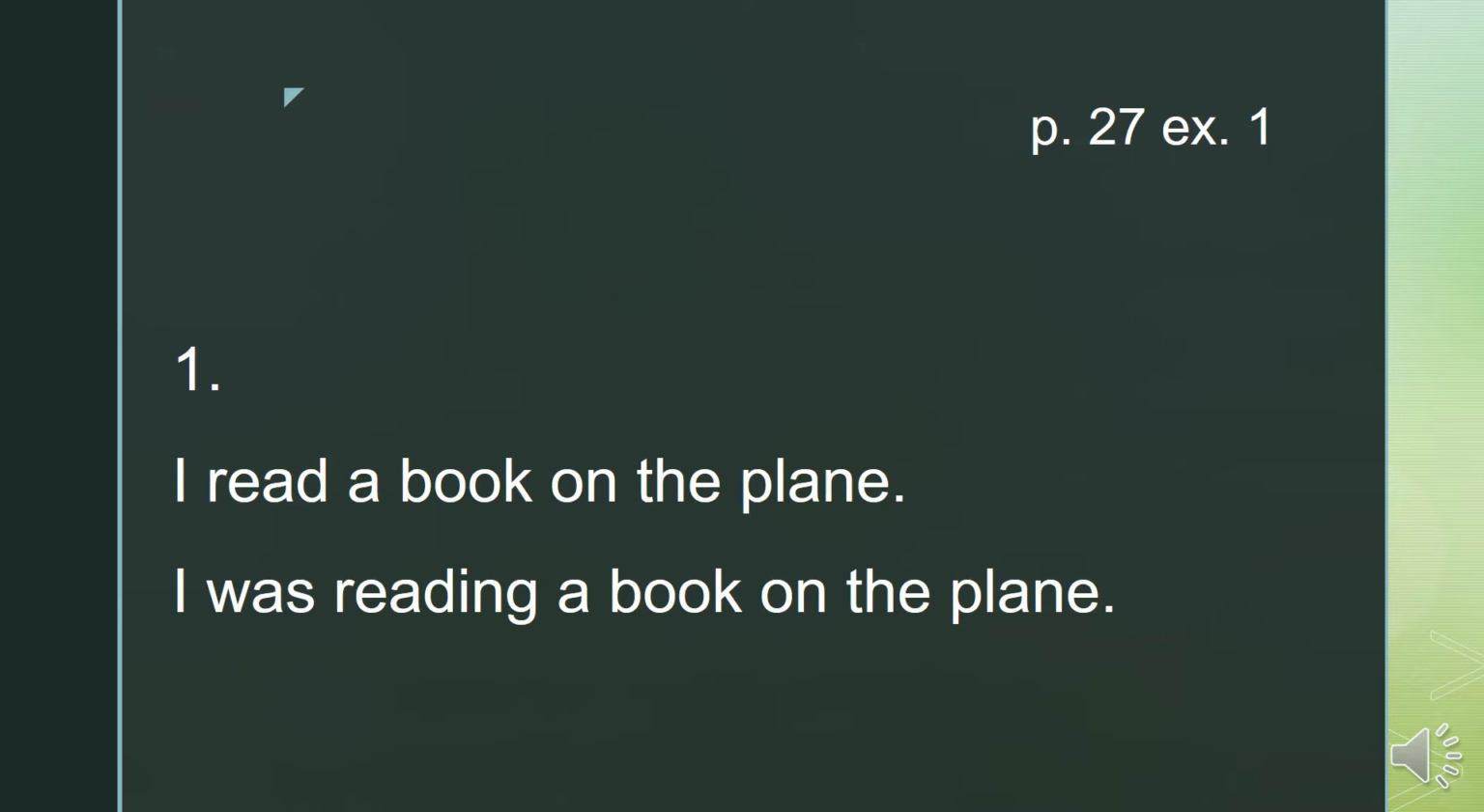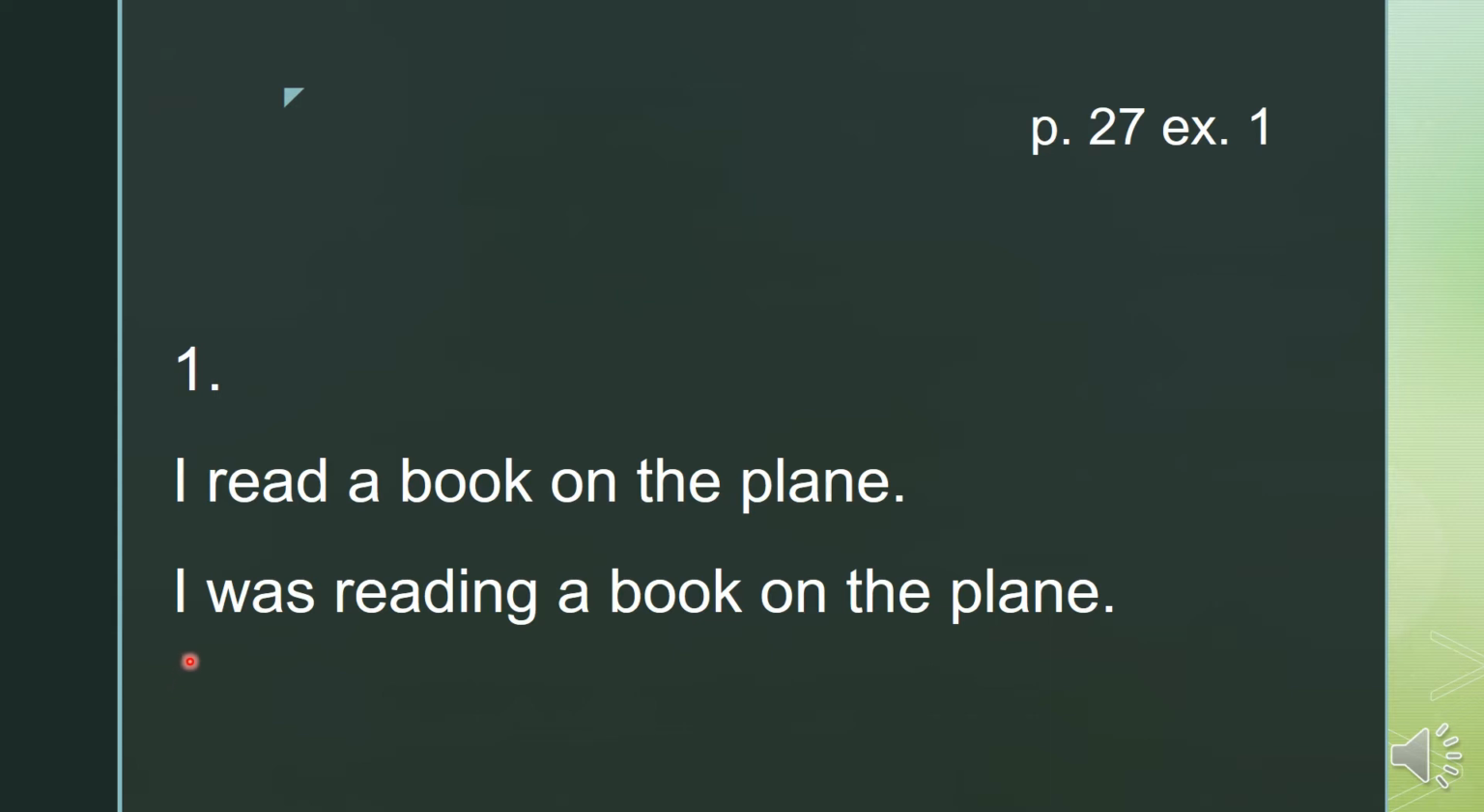Number 1, right? I read a book on the plane. If you see this sentence, it's very likely to be past simple. So, for example, a friend of mine gets back from a trip. He's gone on a vacation to another country, and so he's flown back and I say, hey, how was your trip? He says, oh, it was nice. You know, the flight was good. I read a book on the plane. Right? Started in the past, ended in the past. So we use the past simple. Right? It's finished. It's done.